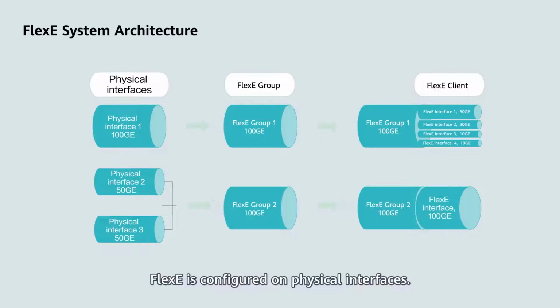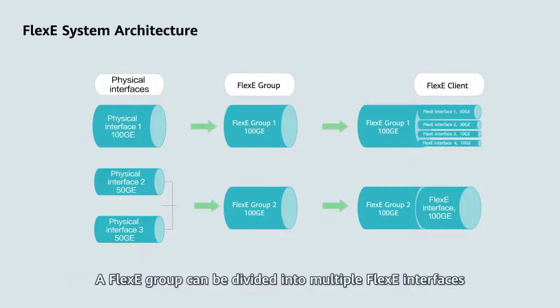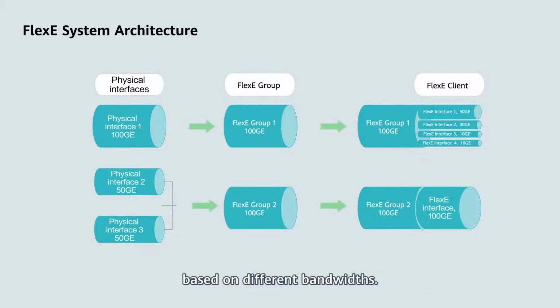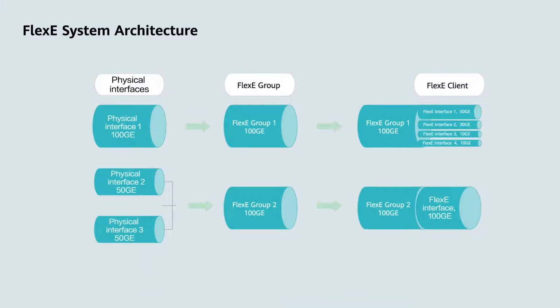FlexE is configured on physical interfaces. Multiple physical interfaces can be added to the same FlexE group. A FlexE group can be divided into multiple FlexE interfaces based on different bandwidths. These FlexE interfaces are called FlexE clients.